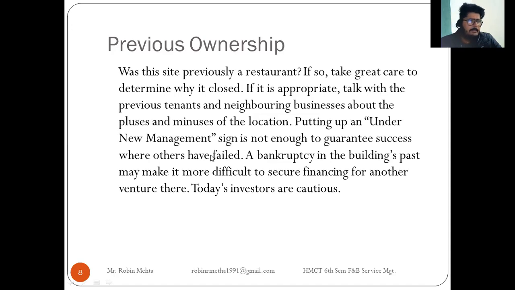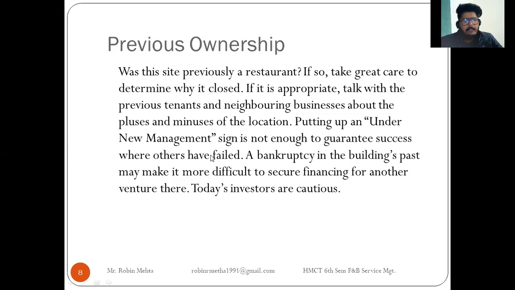Next is your previous ownership. Previous ownership is again a good point. If I'm buying a restaurant which is already owned by some other people, and I'm purchasing from them, then we have to keep these points in our mind. Was this site previously a restaurant? First we have to ask ourselves if that site is already a restaurant and we purchased that place from the previous owner.